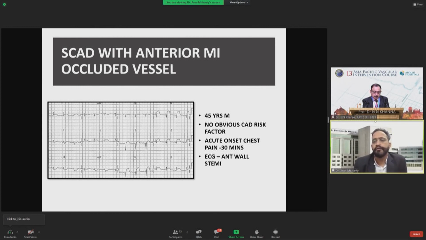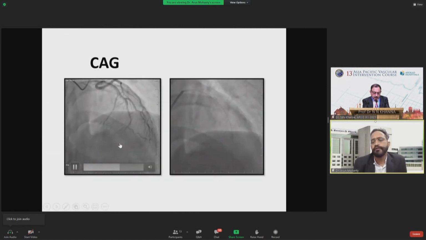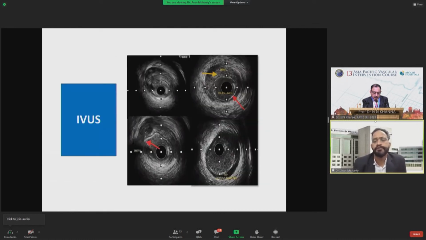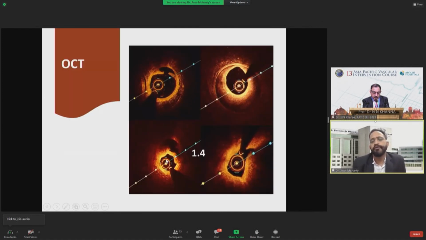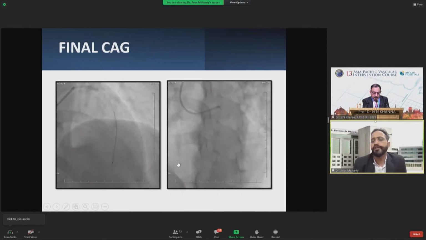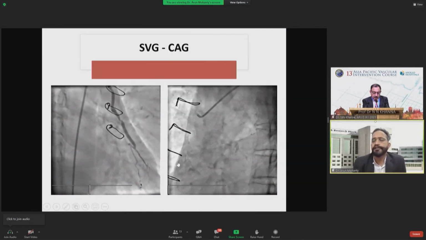Okay. This is a 45-year male, again a SCAD with LAD occlusion. This is courtesy of Dr. Sanjeev Roy, his case only. And look at this SCAD. It was obstructing the lumen, and look at the lumen, it's 1.4 millimeters. So this patient with unstable hemodynamics and ongoing chest pain has to be stented. So these are different kinds of strategy in SCAD.